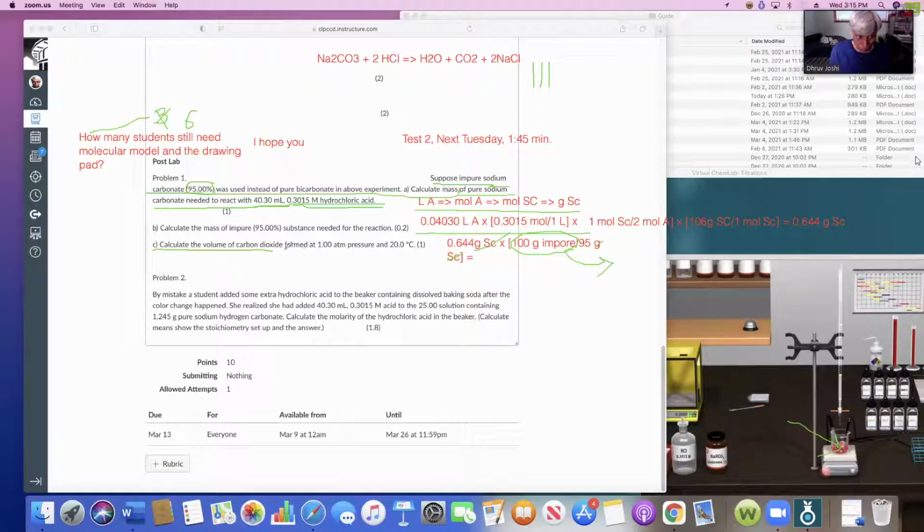Calculate the volume of carbon dioxide formed at 1 atmosphere pressure and 20 degrees Celsius. So we have this many grams of SC that we used. How many grams of carbon dioxide is formed? No. Volume meaning how many liters of carbon dioxide is formed. So that's problem number 3.